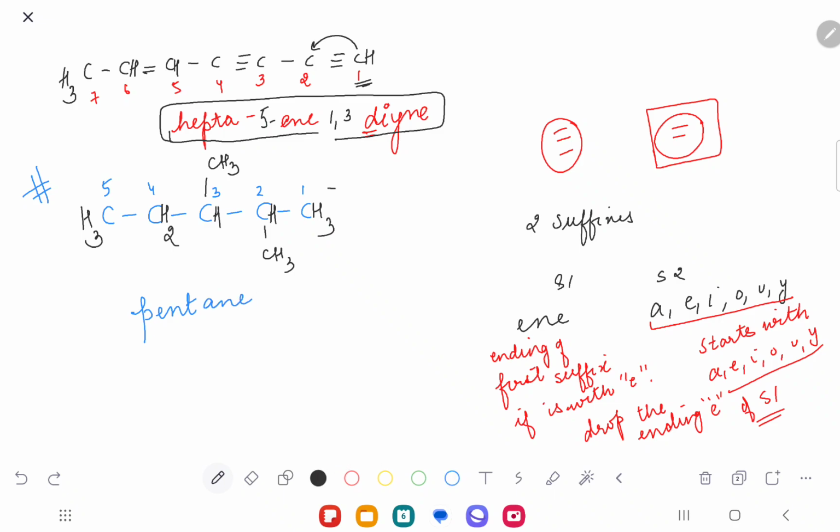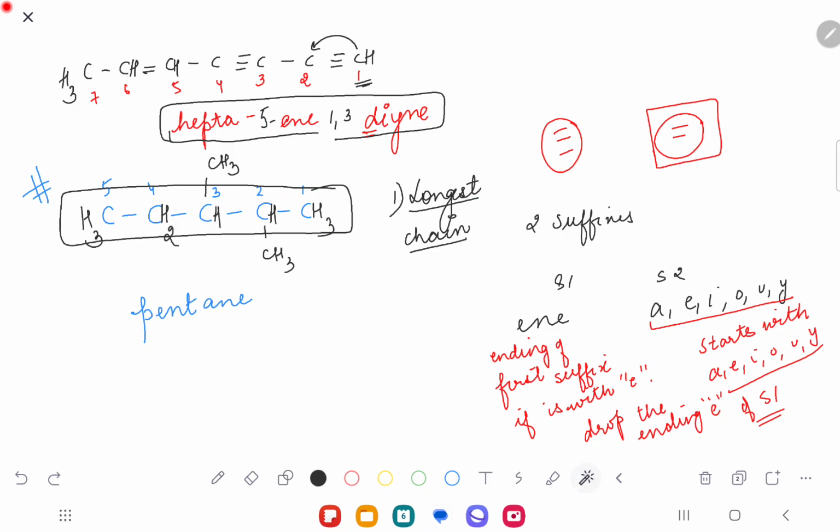So I have counted the longest chain. The first rule is to count the longest chain. Are you understanding? And when we have counted the longest chain, so we have 1, 2, 3, 4, and 5, what is left outside? CH3 and CH3. Whatever is left outside is an alkyl group. This carbon is only one carbon, so you will name it as methyl. This is the methyl alkyl group, and methyl shall become dimethyl. Are you understanding?